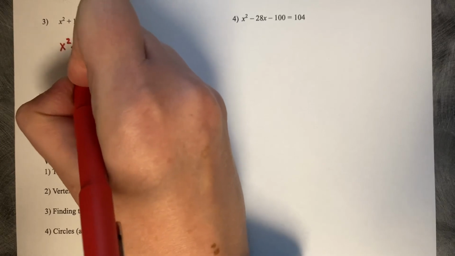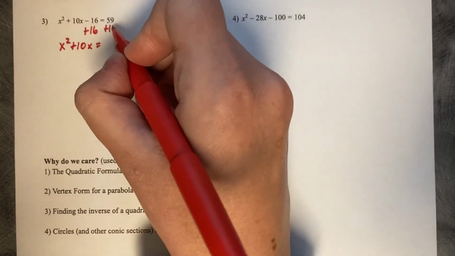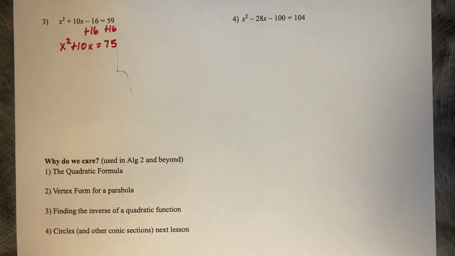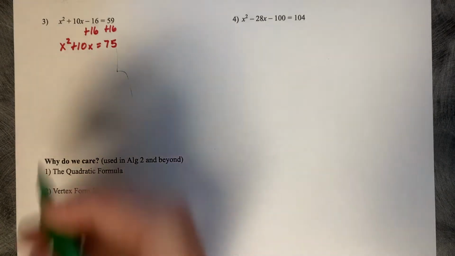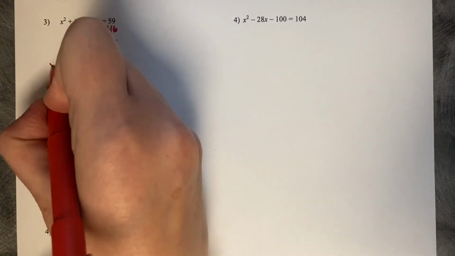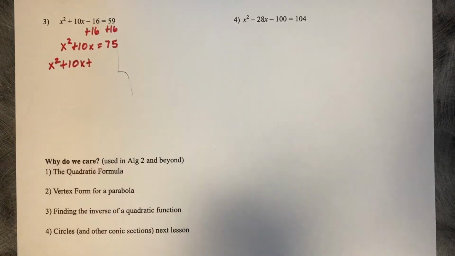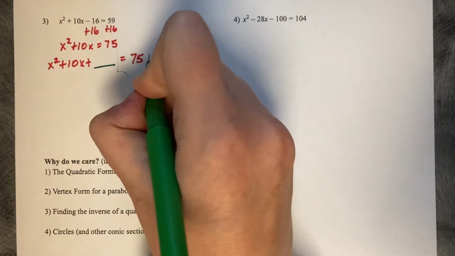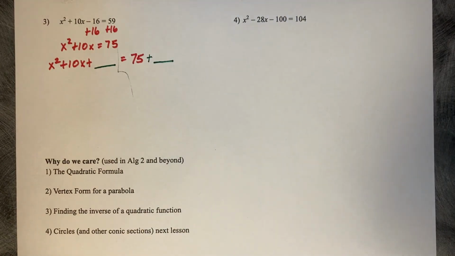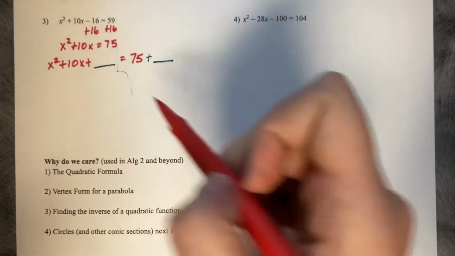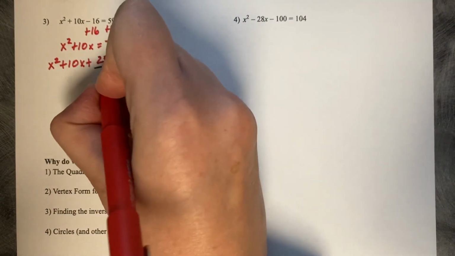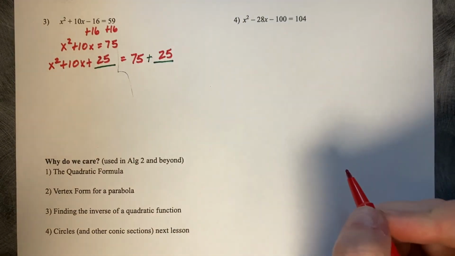So then we get x squared plus 10x equals 56 plus 16, which is going to be 75. Then we make space for our missing 1's value. So we're going to have x squared plus 10x plus my 1's value equals 75 plus my 1's value. So how many 1's does it take to complete this square? We've seen it several times now. 10 divided by 2 is 5. 5 squared is 25. And what we do to one side, we do to the other.